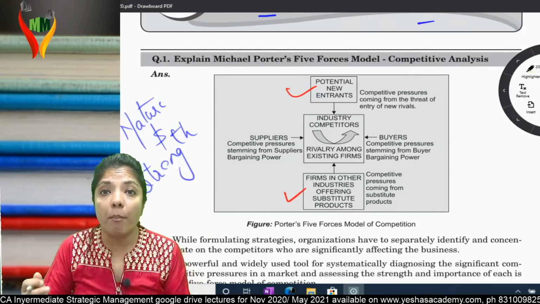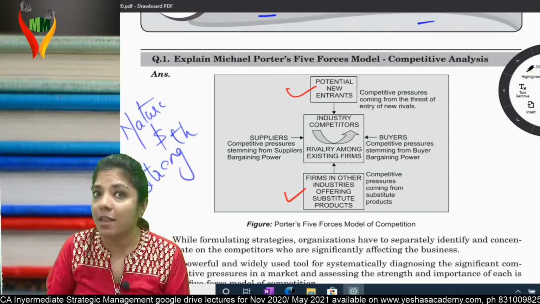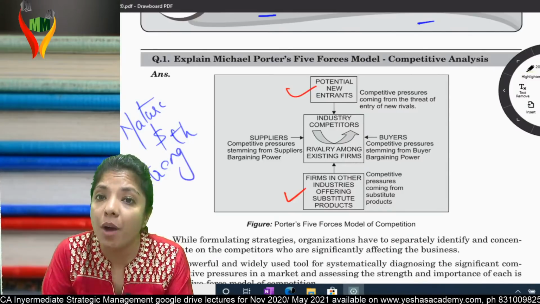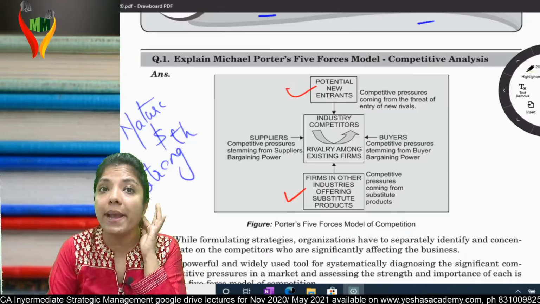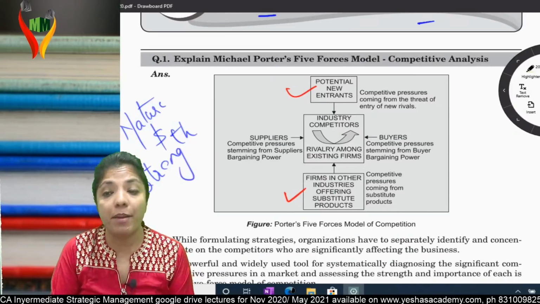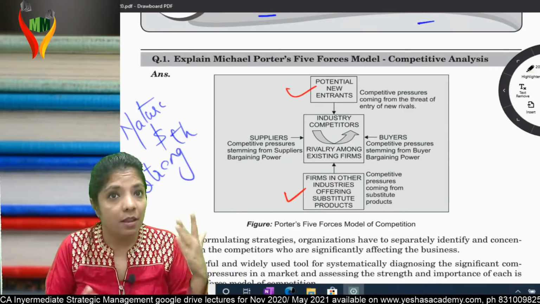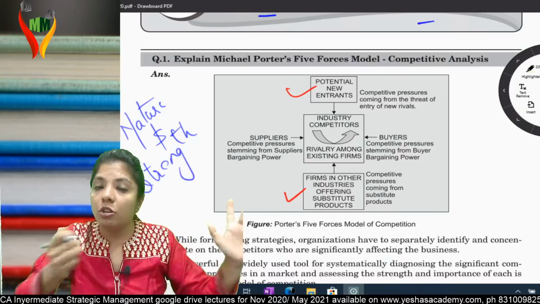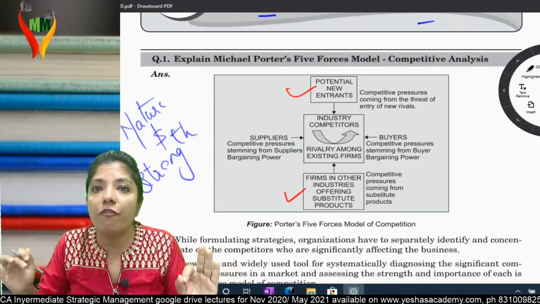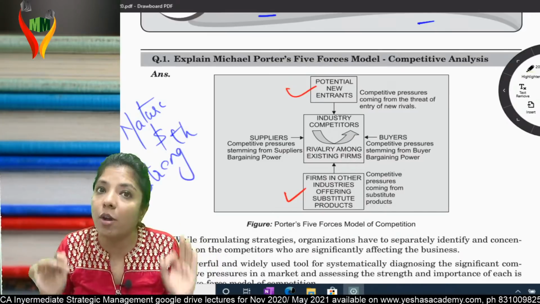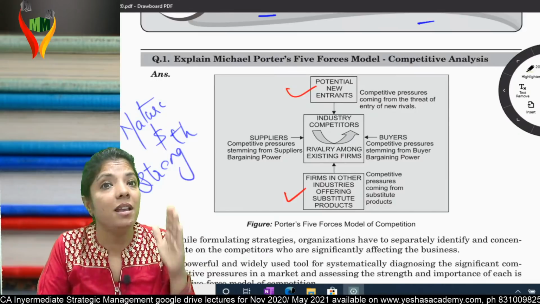Who are your competitors? If I ask you, normally tell me what will be the answer. Normally I get this line, ma'am, people who are in the same line of business. For example, I teach SM, so some other person who is teaching SM is my competitor. This is your answer. You have given me a correct answer, but that is an incomplete answer.